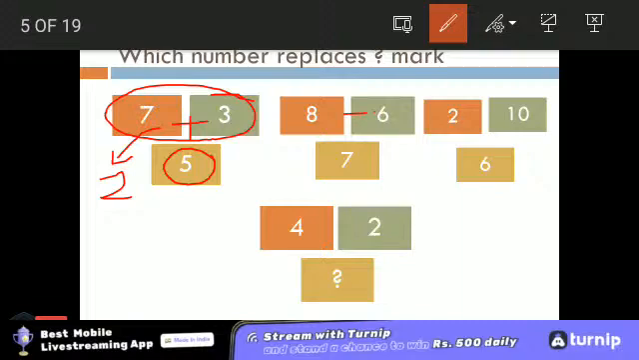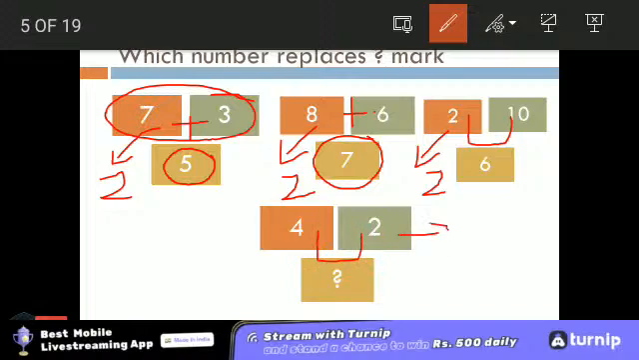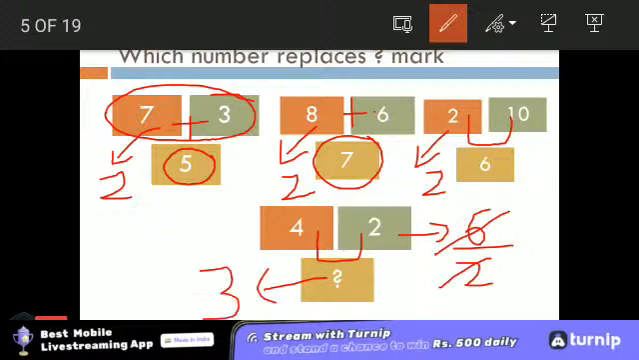Similarly, if we will solve it, 8 plus 6, what is it? It gives us 14. 14 divided by 2 gives us 7. Similarly, 10 plus 2 gives us 12 and 12 divided by 2 gives us 6. So 4 plus 2 gives us what? 6. And if we divide 6 by 2, what will we be getting? We will be getting 3. So this question mark is telling us that the number is 3.